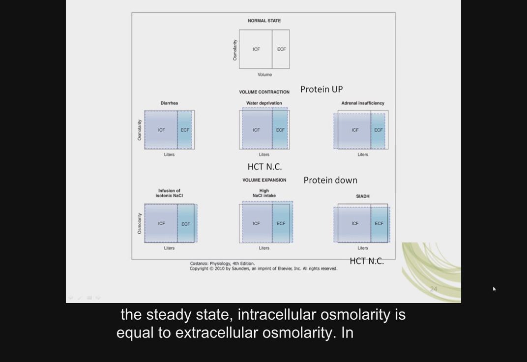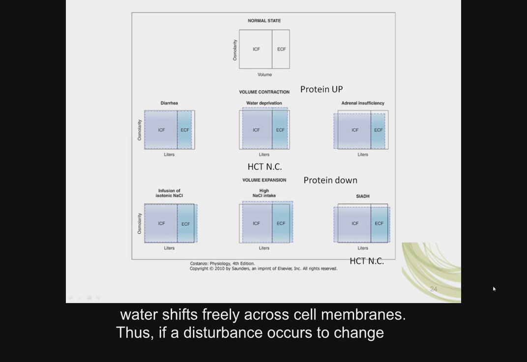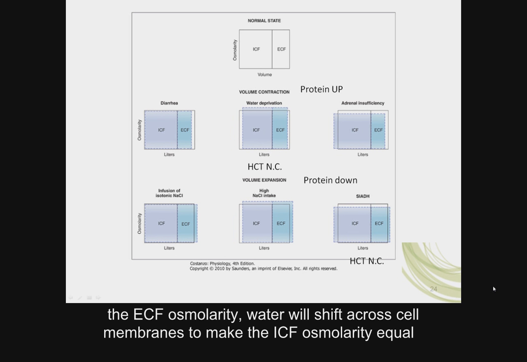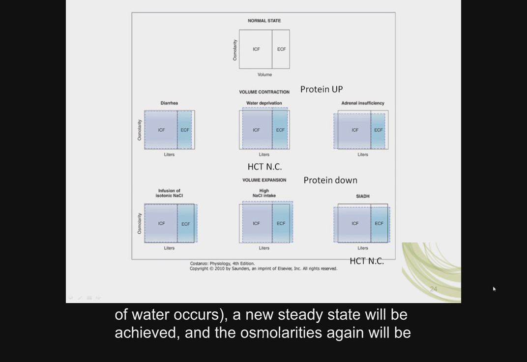In the steady state, intracellular osmolarity is equal to extracellular osmolarity. In other words, osmolarity is the same throughout the body fluids. To maintain this equality, water shifts freely across cell membranes. Thus, if a disturbance occurs to change the ECF osmolarity, water will shift across cell membranes to make the ICF osmolarity equal to the new ECF osmolarity. After a brief period of equilibration, while the shift of water occurs, a new steady state will be achieved, and the osmolarities again will be equal.